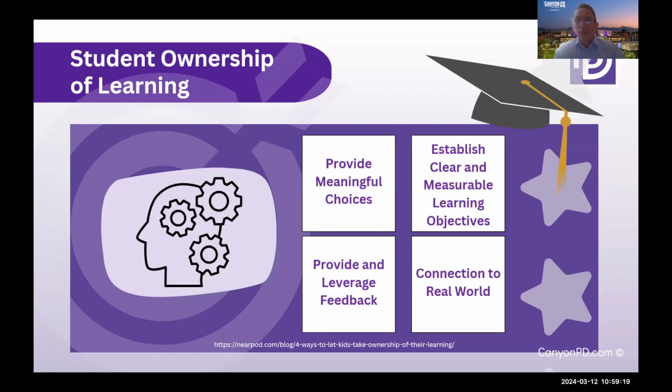So when we think of student ownership of their learning, when you look into the literature about this topic of ownership of learning, regardless of the grade level, the research has continued to come back, and the literature seems saturated with the idea that we need to provide meaningful choices to our students. So that starts with us having clear and measurable learning objectives. We as educators have a clear understanding and a mastery of the content we're teaching.